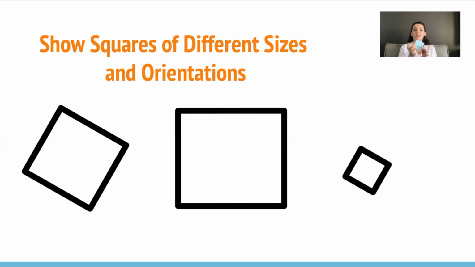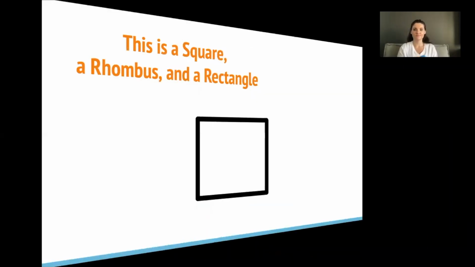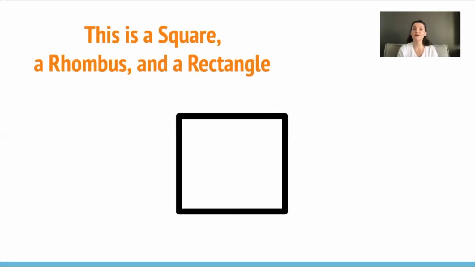But what we want children to understand is that a square is a square no matter how it's tilted. They may start to recognize that it also looks like a rhombus this way, and that may be a great natural opportunity to tell them that a square is a square no matter how it's turned. It's also a rhombus no matter how it's turned. It's kind of like a really special shape. So again, to reiterate, the square is a really special shape. It's a square no matter how we turn it. It's a rhombus no matter how we turn it. And it's a rectangle no matter how we turn it.